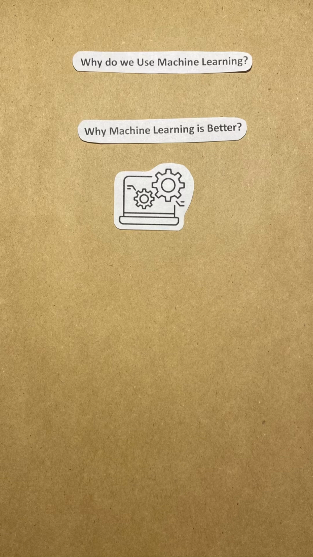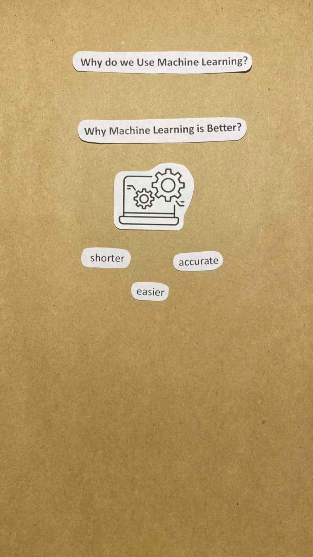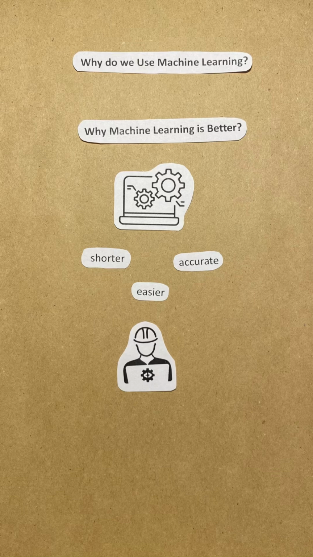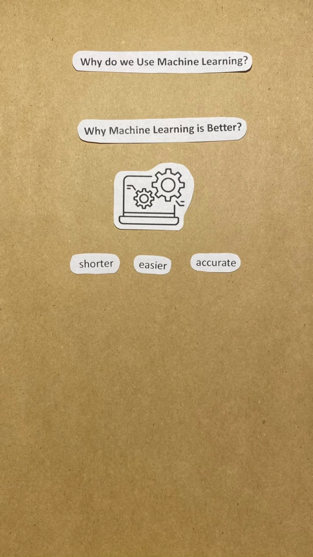Now, why machine learning is better? The machine learning program is shorter, easier to maintain, and often more accurate. It automatically learns new spam patterns without needing manual updates.